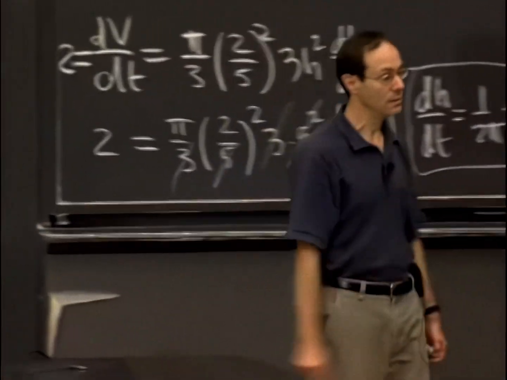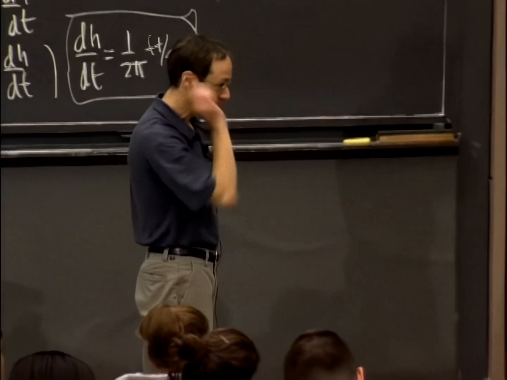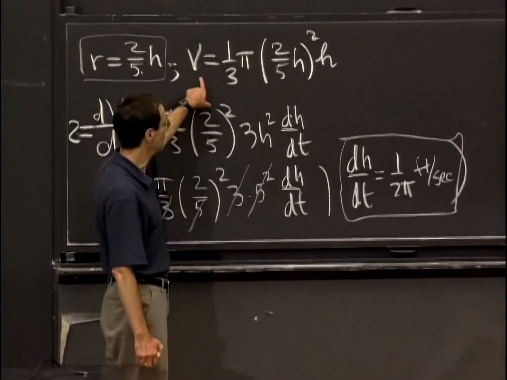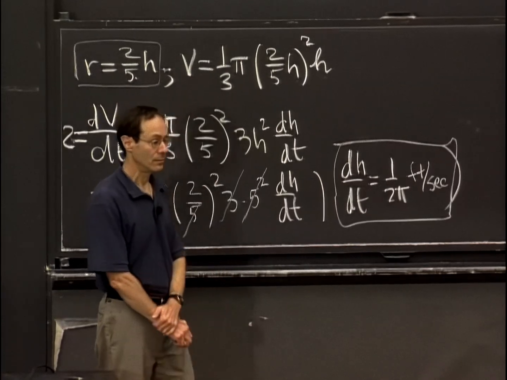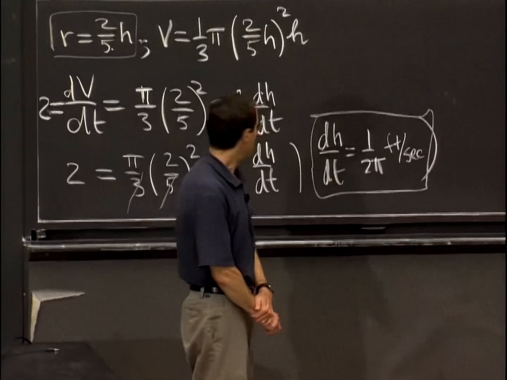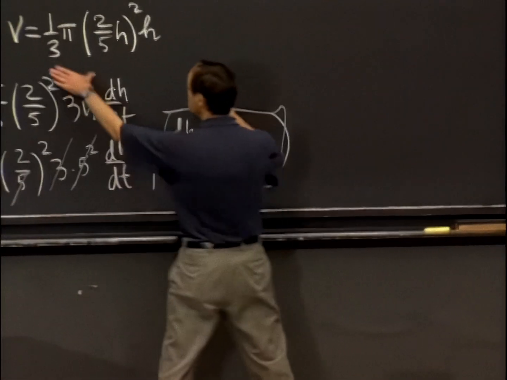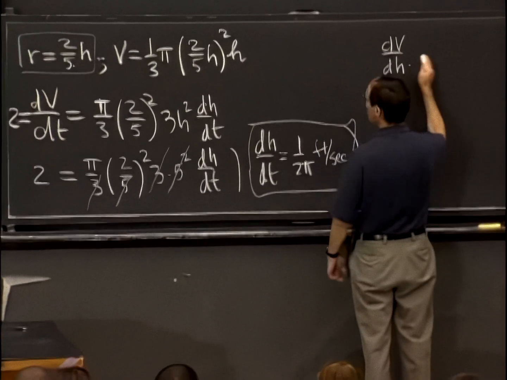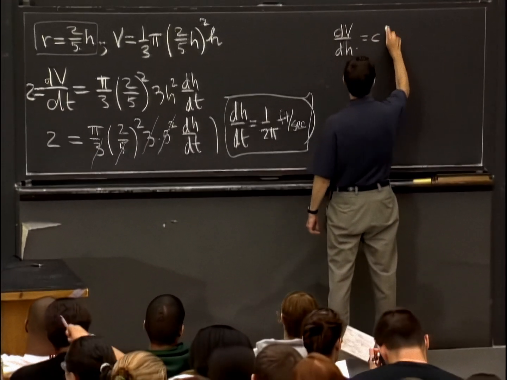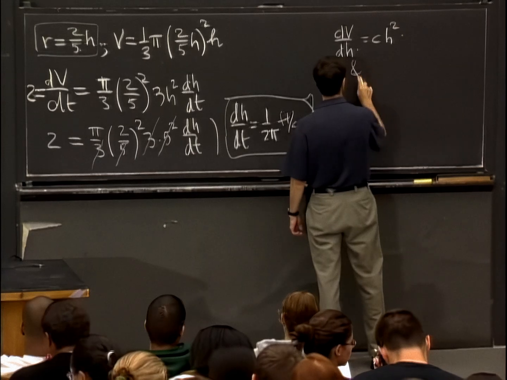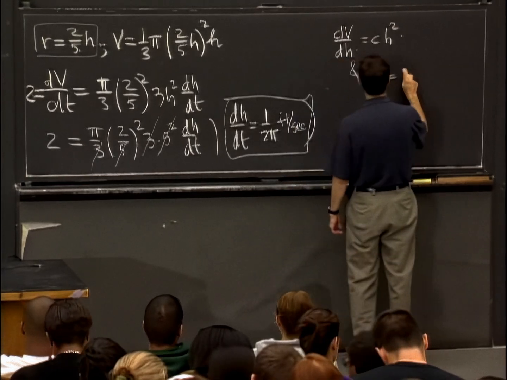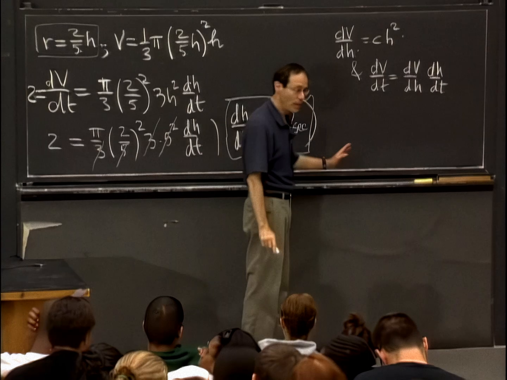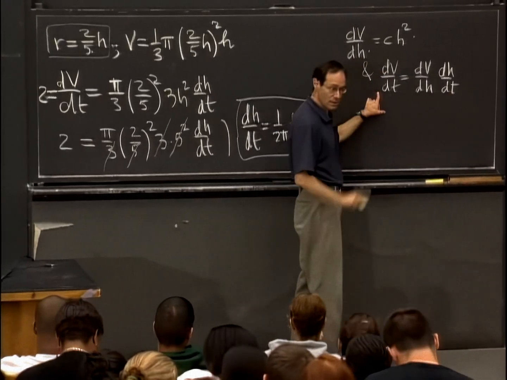Another question over here. The question was the following. Suppose you're at this stage. Can you write from here dv dh? So suppose you're here, and work out what this is, which is going to end up being some constant times h squared. And then also use dv dt is equal to dv dh times dh dt, which is the chain rule. Okay? And the answer is yes, we can do that.